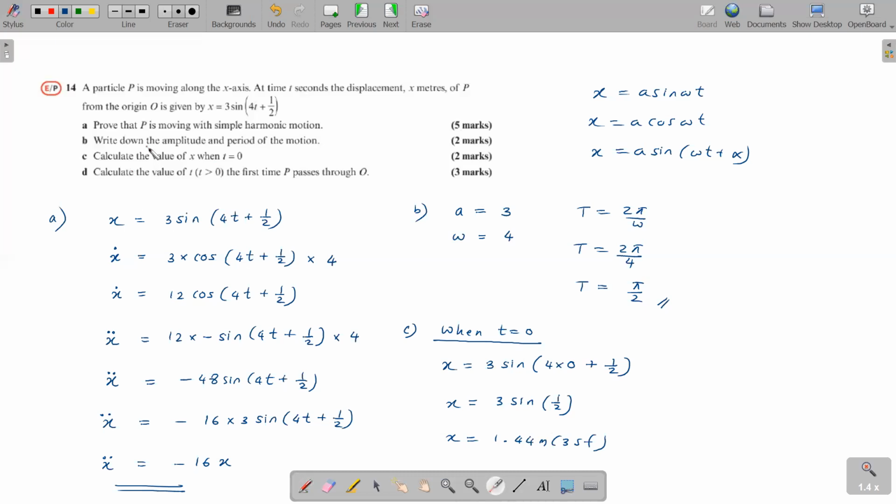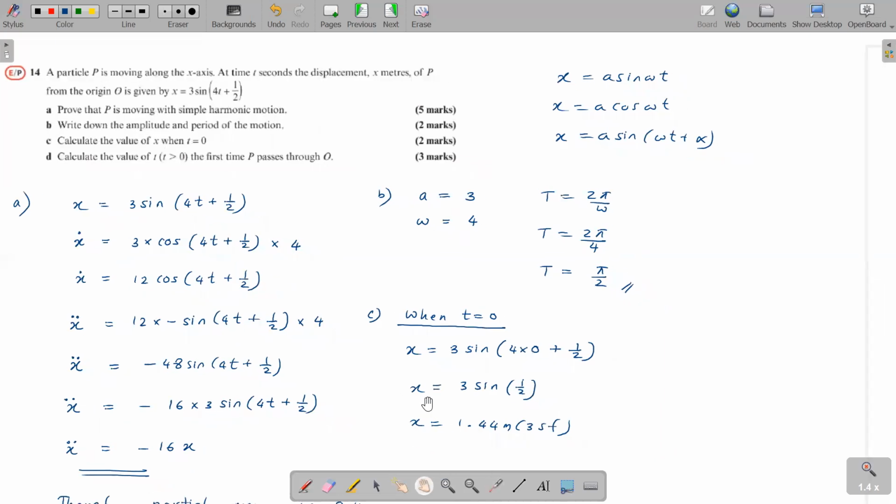Part C. Okay, then moving on to part D. They say calculate the value of t for the first time P passes through O. So when you first pass through O, what's happening? When you pass through O, the x value will be 0, isn't it? You saw clearly the particle at time 0 was not at the origin, right? It was 1.44 meters away from the origin. Do you agree with me?